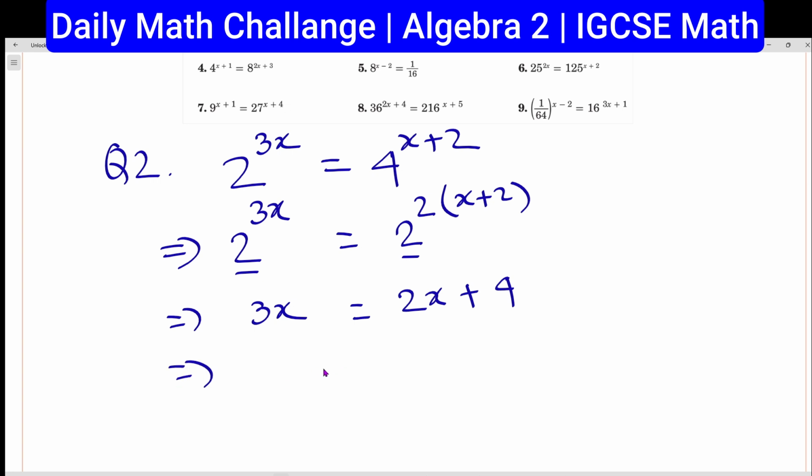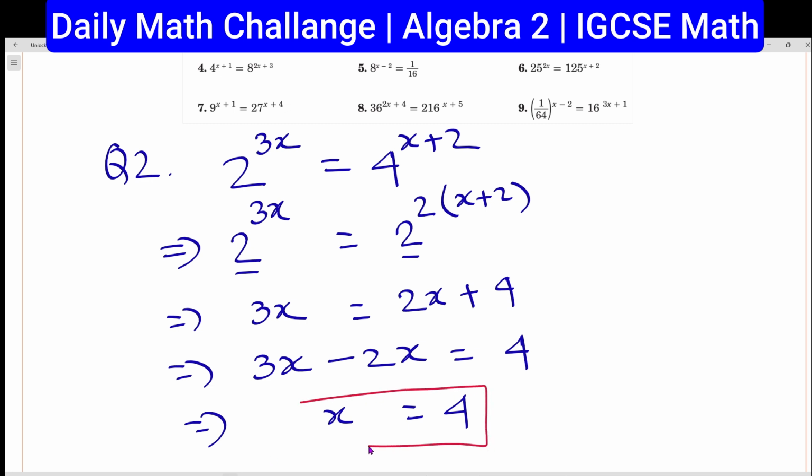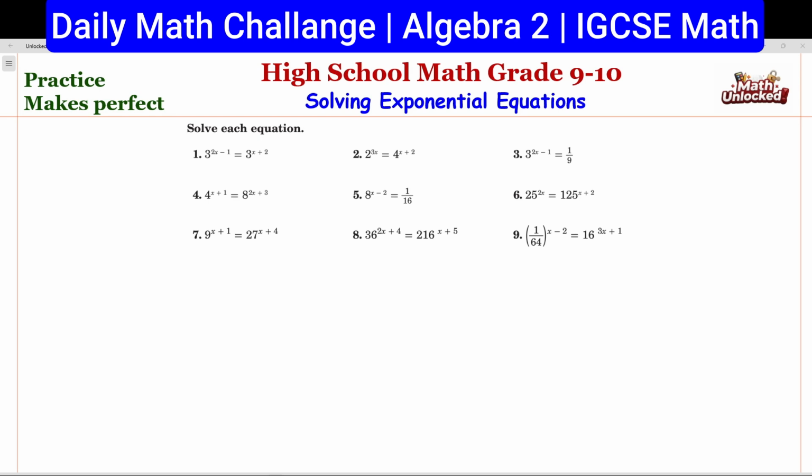Now we are subtracting both sides by 2x, so 3x minus 2x equals 4. And finally x equals 4. This is our answer. Very simple. Number 3.